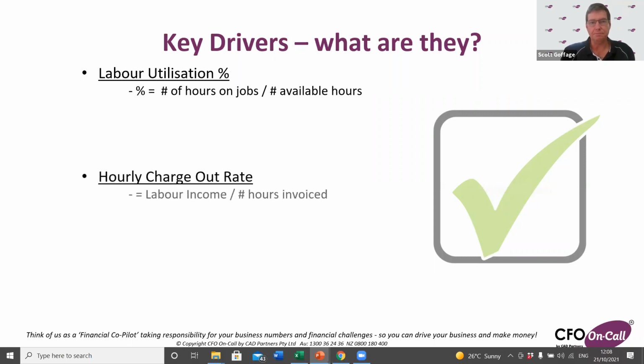The next key driver is the hourly charge out rates. What average rate do you get for the guys that are working on jobs? So again, that's the labour income divided by the number of hours invoiced. So again, if you invoice for 4 hours and you invoice $400, then it's simply $400 divided by 4, which is $100 per hour is your hourly charge out rate.